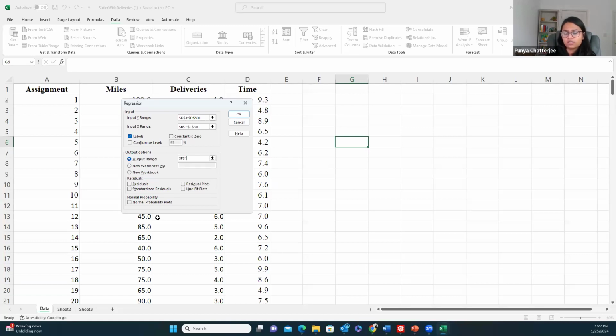And then that's basically it. I'm not gonna play with residuals or normal probability in this class, but later on we will work on them. So that's basically it. Once you do that, go ahead and hit OK so that you will get a regression output up. And then we'll talk about how to read that.